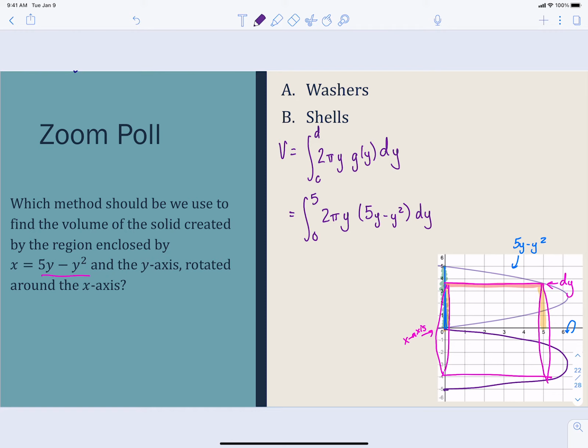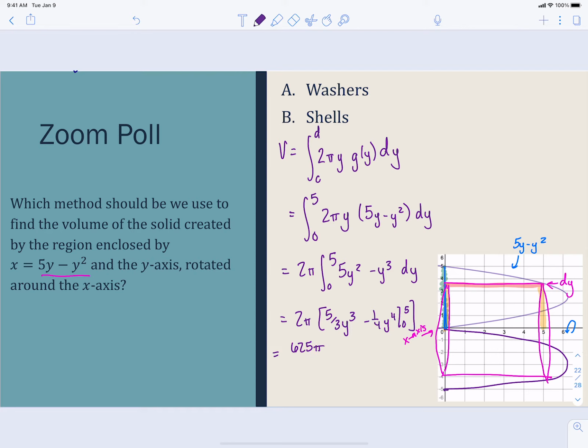So there's our integral, and this is absolutely one that we should be able to do, especially when we end up with polynomials. So we get 2 pi times 5/3 y to the third minus 1/4 y to the fourth, from 0 to 5. And then altogether we get 625 pi over 6.